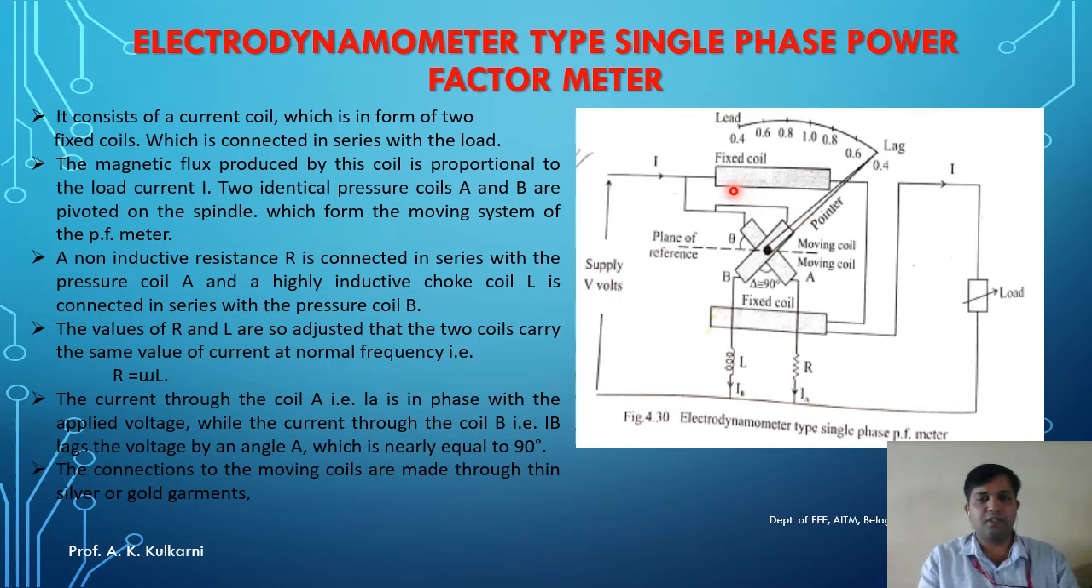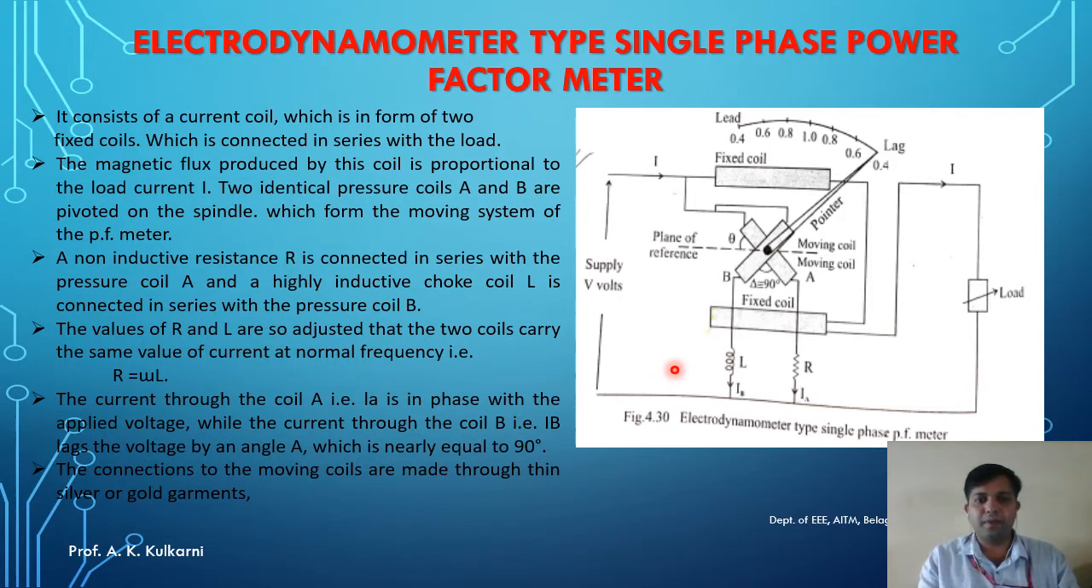This fixed coil is nothing but a current coil, and if you observe it carefully, both the fixed coils are connected in series with the what? The load, and further the load is connected back to what? The supply voltage. So both the fixed coils are connected in series with the load, as we can see from the construction of the single phase power factor meter.